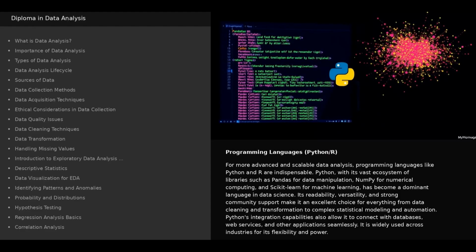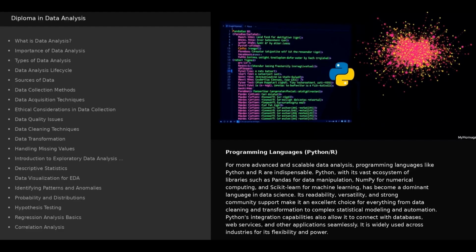Programming languages, Python, R. For more advanced and scalable data analysis, programming languages like Python and R are indispensable. Python, with its vast ecosystem of libraries, such as pandas for data manipulation, NumPy for numerical computing, and scikit-learn for machine learning, has become a dominant language in data science.